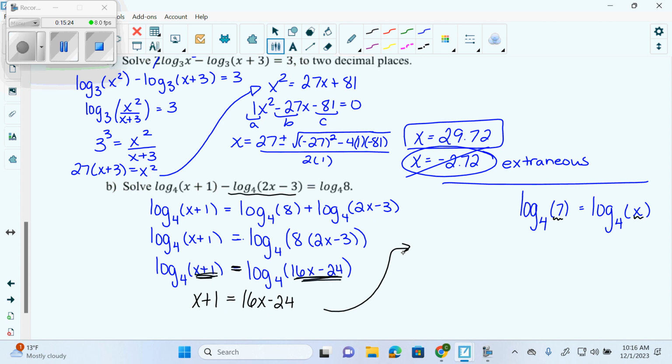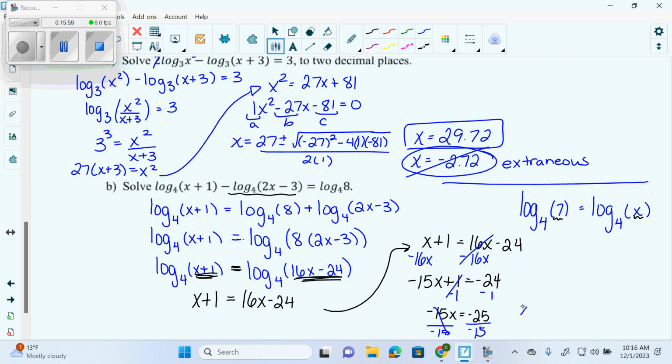So then we're going to get x plus 1 equals 16x minus 24. You have that already. I've just run out of room, so I'm writing it back here. So I'm going to subtract 16x. So I get negative 15x plus 1 equals negative 24 minus 1. Negative 15x equals negative 25. Divide by negative 15. And x equals 5 over 3.